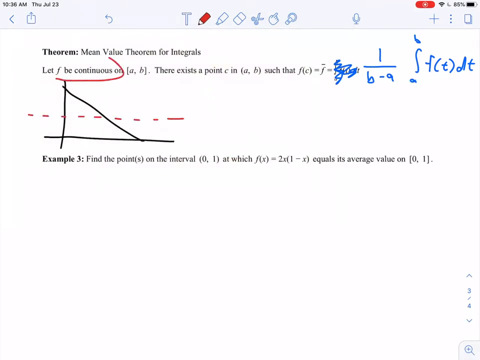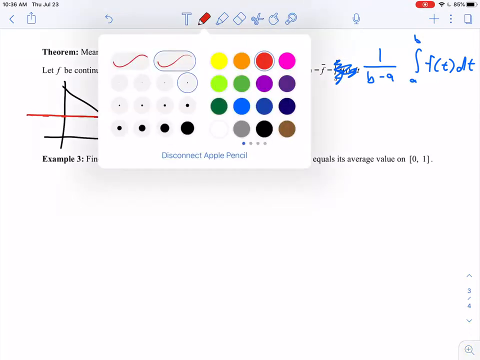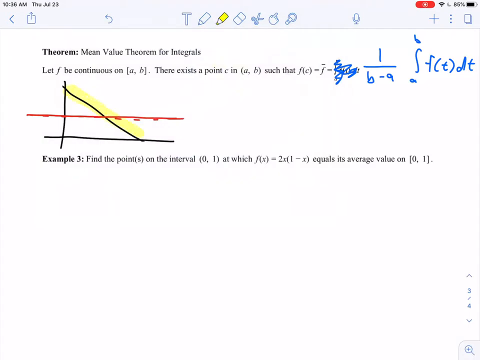If we are working with a continuous function, essentially all this is saying is that the y value of your function at some point has to be equal to your average value. So if you graph your average value and you're working with a continuous function, what it's saying is that this black line right here has to cross that red line. That's really all it's saying.